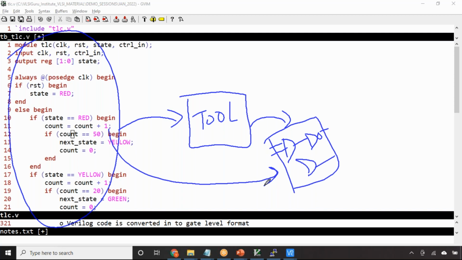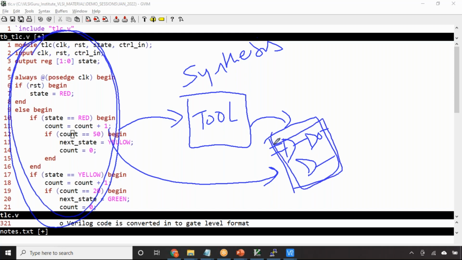That process is called synthesis, where your Verilog code is being converted into the gate level format. That is a very important step in the flow because my code is actually getting translated into the gates format.